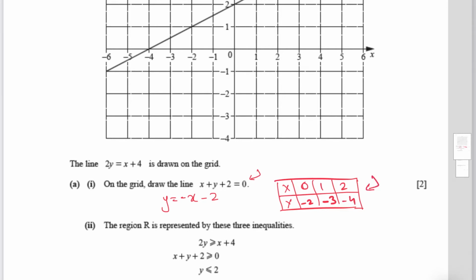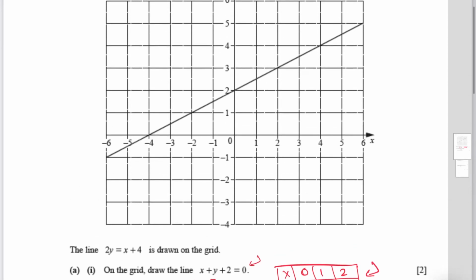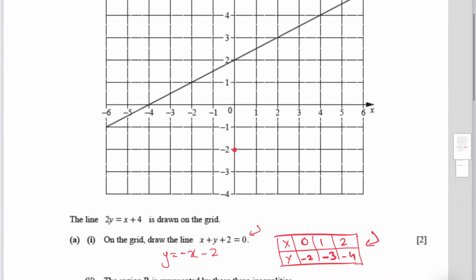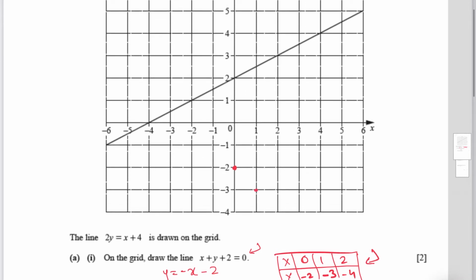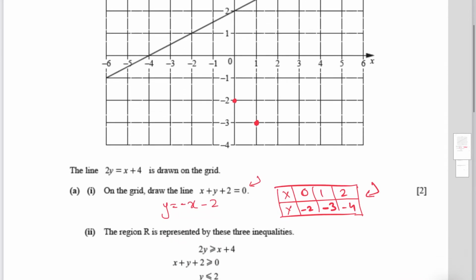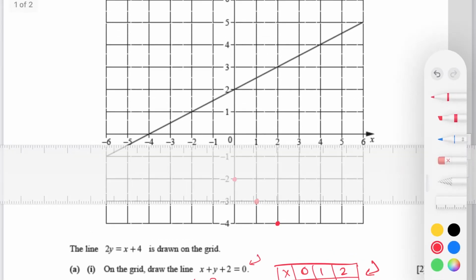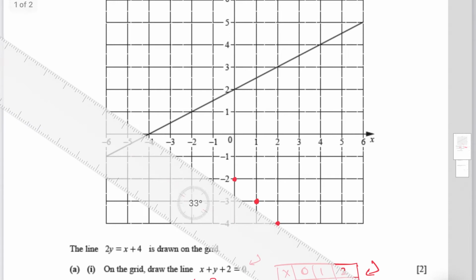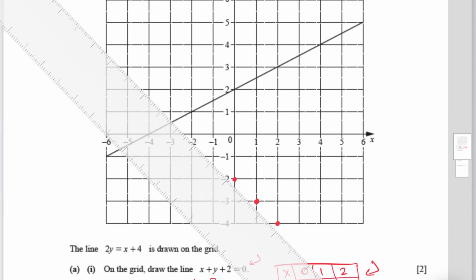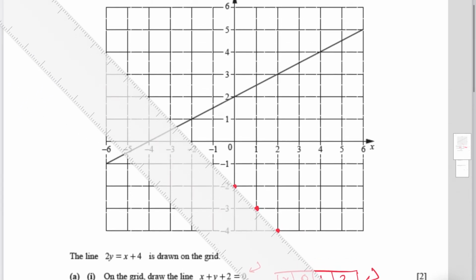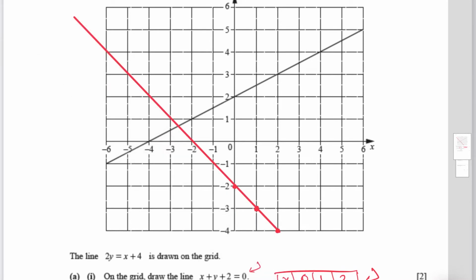So let's plot these points on the grid above. 0 and negative 2 is right there. 1 and minus 3 is right there. And the last coordinates 2 and minus 4 is right there. So we plotted these coordinates. Now let's connect them with a straight line. The line is going to go like this. Okay, this is the line of x plus y plus 2 equal to 0.